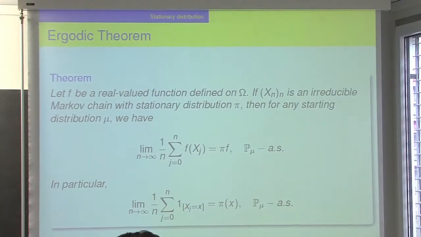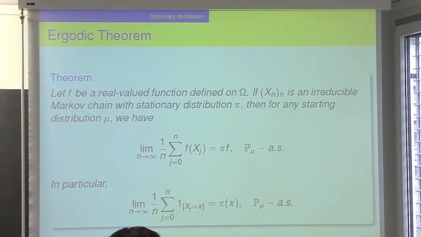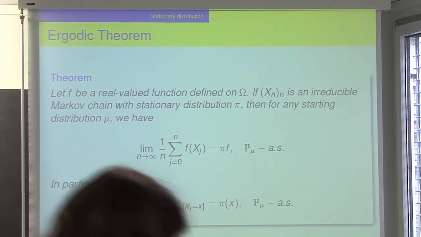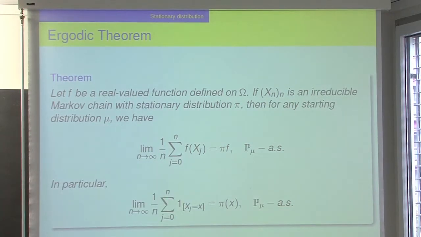Okay, we restart. So in the last lecture, we showed that for any irreducible Markov chain, there exists a unique stationary distribution. And now another two topics of today: we will show that the Markov chain, for time long enough, will converge to the stationary distribution. The first notion is called the ergodic theorem.